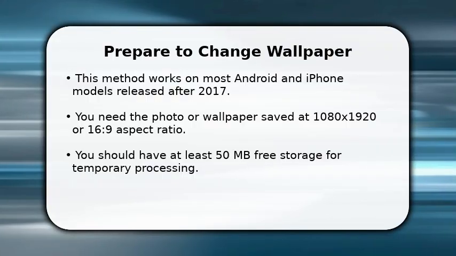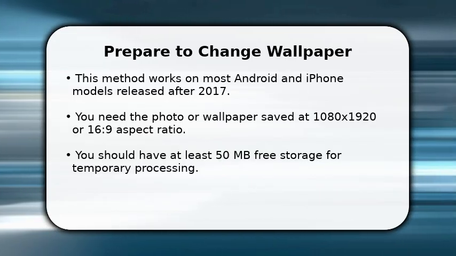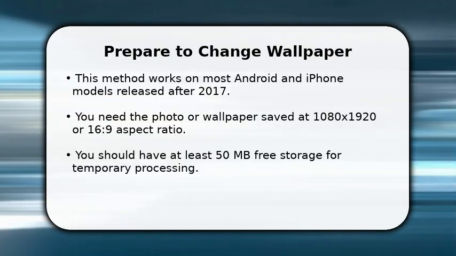I will show the only way to change your phone screensaver using system settings. This method works on most Android and iPhone models released after 2017. You need the photo or wallpaper saved at 1080 x 1920 or 16:9 aspect ratio. Ensure you have the image in Photos or Gallery app ready to select.